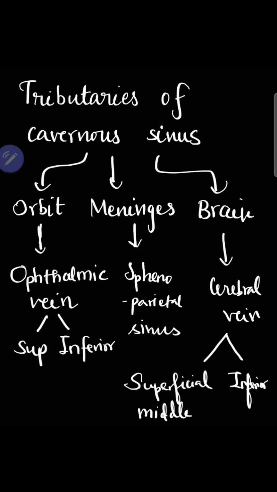Tributaries of the cavernous sinus. The cavernous sinus receives blood from the orbit, meninges and brain. From the orbit, it receives blood from the ophthalmic veins, that is superior and inferior. From the meninges, it receives from the sphenoparietal sinus. Then from the brain, through the cerebral veins, that is the superficial middle cerebral vein and inferior cerebral vein.